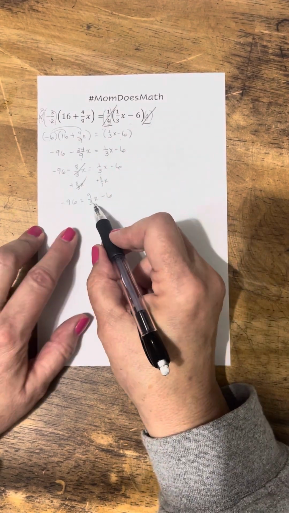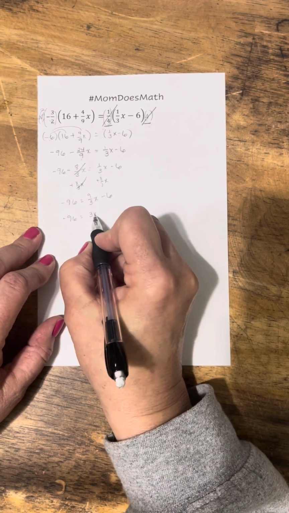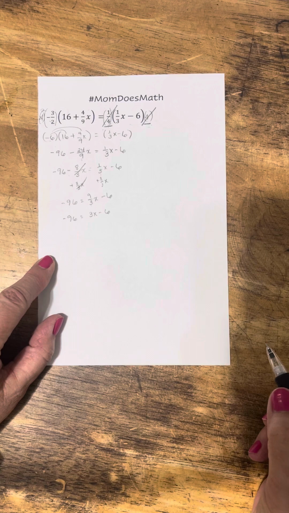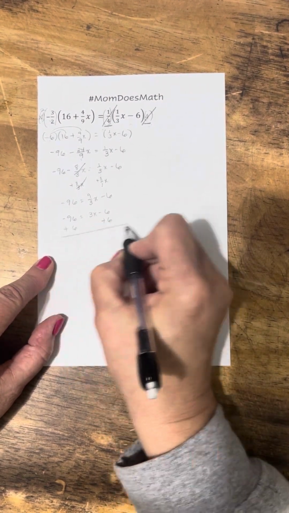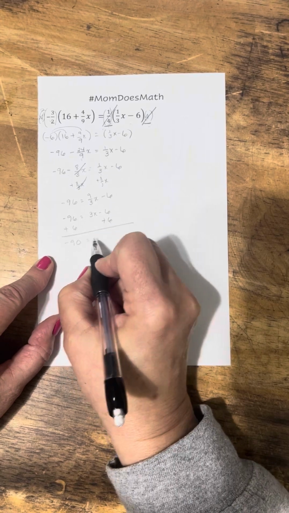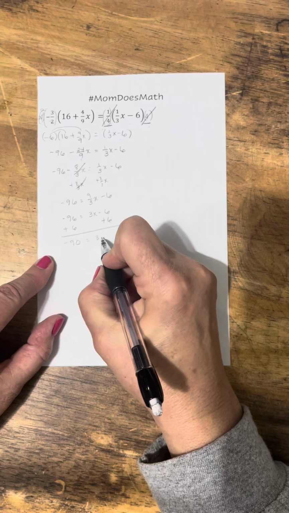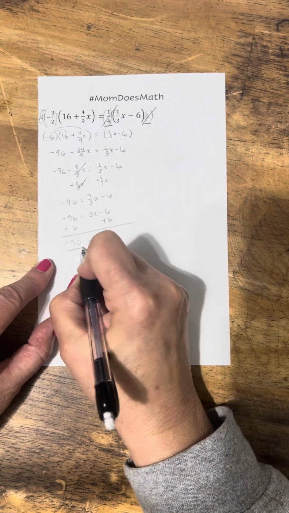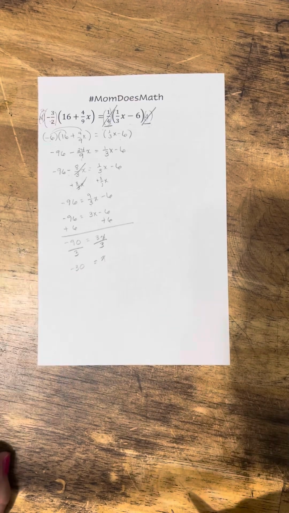All right, next, I can simplify this down: -96 is equal to 3x minus 6. Now that doesn't look bad at all. I'm just going to add 6 to each side, so I get -90 is equal to 3x. And then divide both sides by 3. So x is equal to -30.